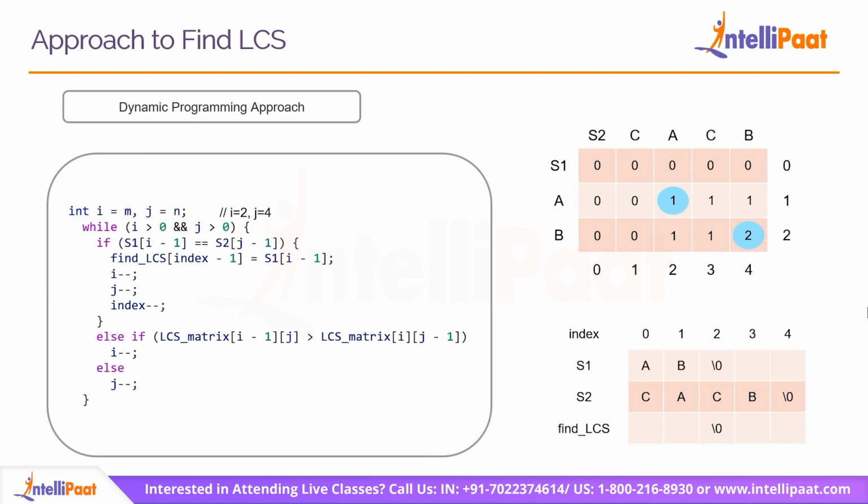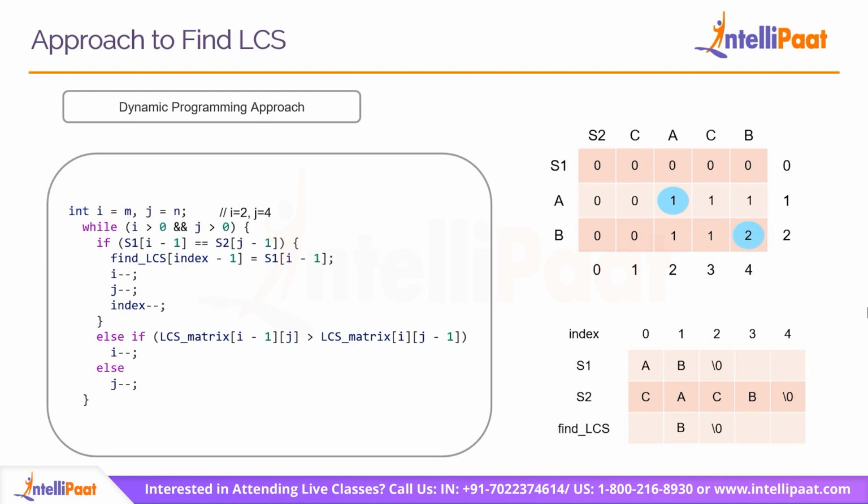Inside this, we first meet an if statement which checks if S1 of I minus 1, which is S1 of 1 currently, is equal to S2 of J minus 1, which is S2 of 3 right now. Since they are equal, because both of them are B, we enter this if statement. Here, find LCS of index minus 1, which is find LCS of 1, will get the value S1 of I minus 1, which is S1 of 1, whose value is B. After this, we decrement the value of I, J and index by 1.